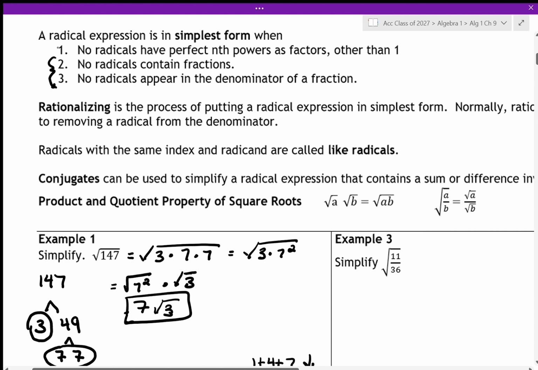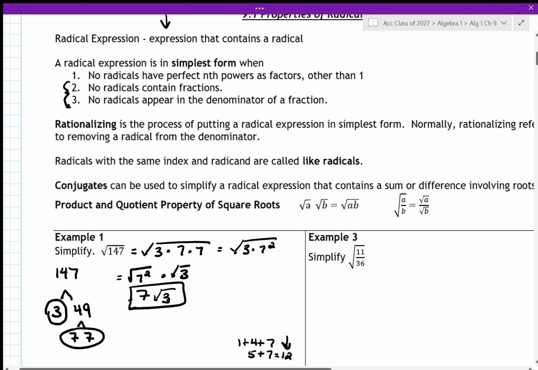So the first one was that if you can break it apart like we broke apart number 1, we have to break them apart. Number 2, we can't have a fraction inside of a radical. And number 3, we can't have a radical in the denominator of a fraction, right? Those 3 rules, the process of making an expression follow those 3 rules, is called rationalizing.